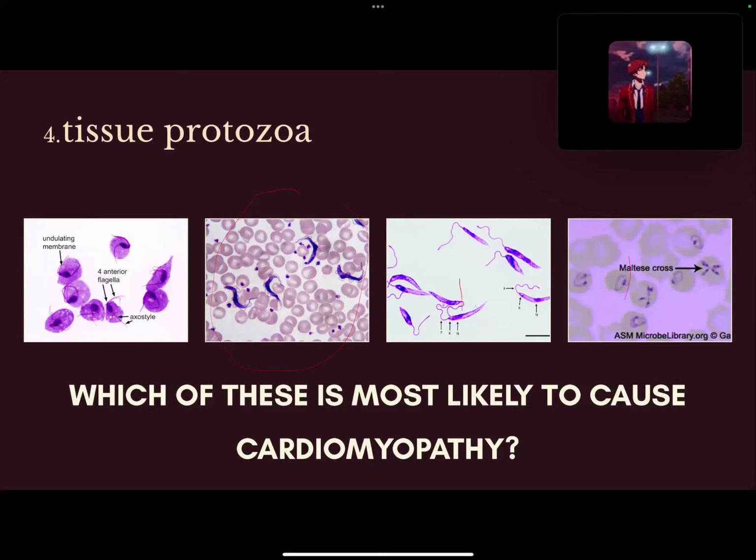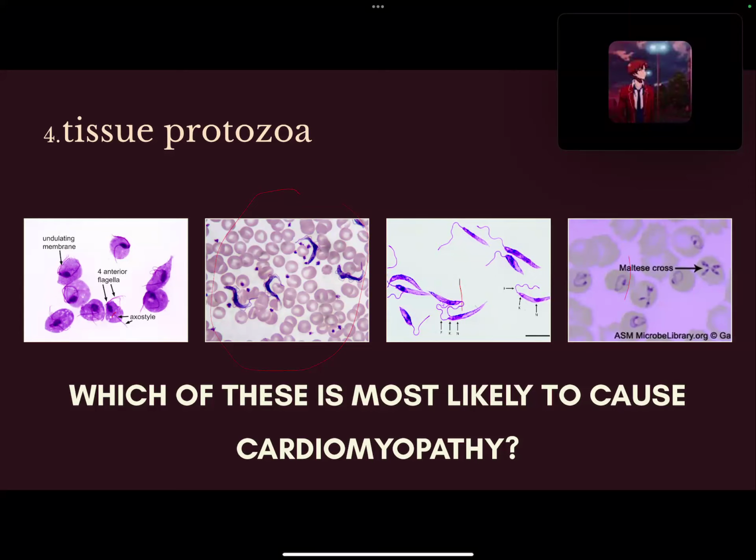The first one is Trichomonas. They're flagellates. Yep. The second one we already said. Trypomastigote of Trypanosoma cruzi. Sorry, I thought you were talking about the third one. The third one is the promastigote of Leishmania. Promastigotes. Yep. And the last one is Babesia.